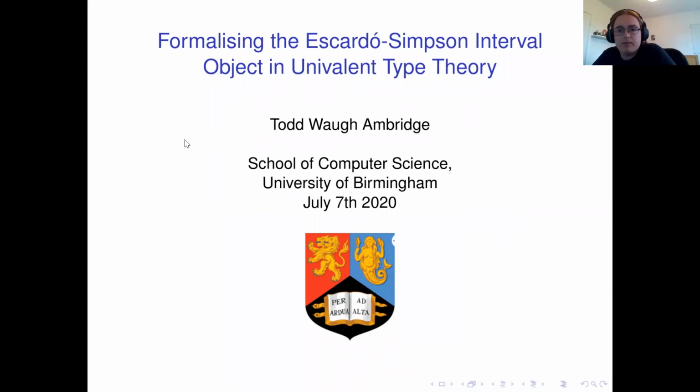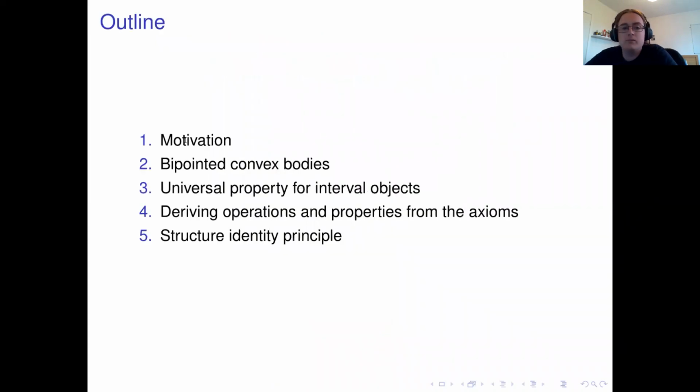So yeah, I'm going to talk about formalizing the Escardó-Simpson interval object in univalent type theory, specifically using Agda. So I'm going to provide a motivation for this axiomatization of real numbers, show how this structure can be defined in the type theory, and show how operations and properties can be derived from the axioms. Finally, I'll show how a structure identity principle can be applied to interval objects.